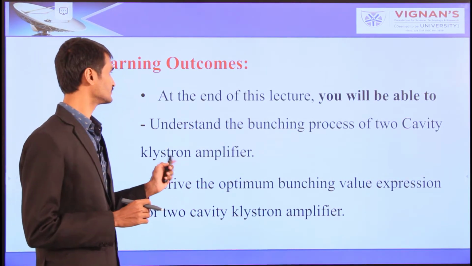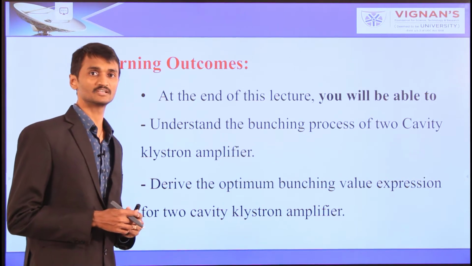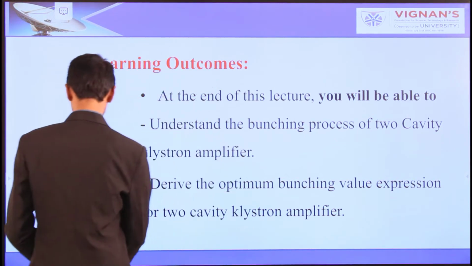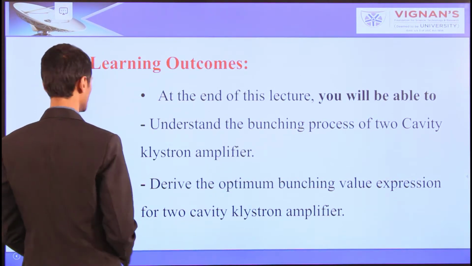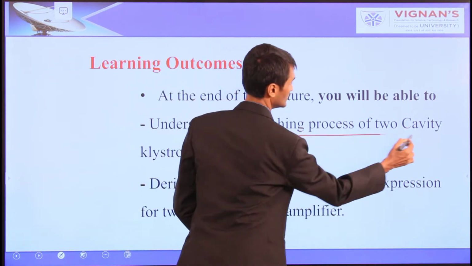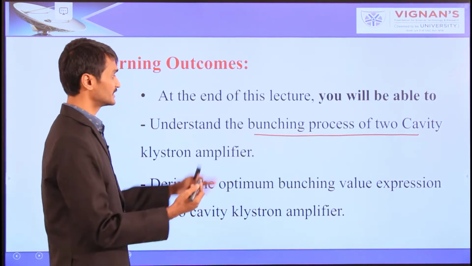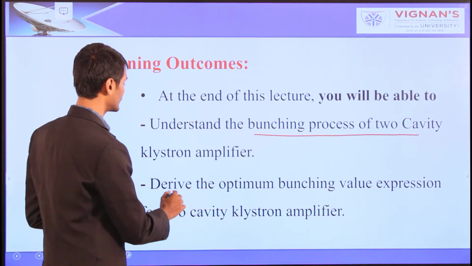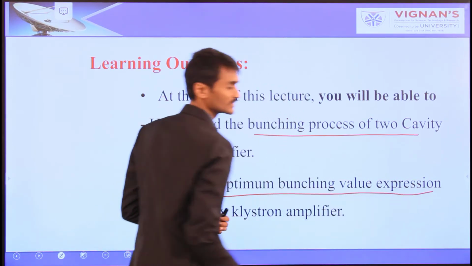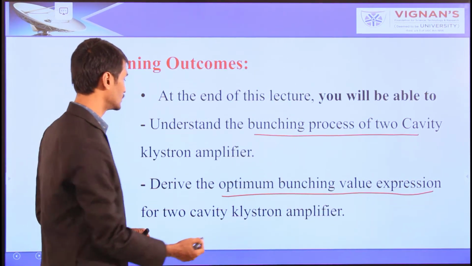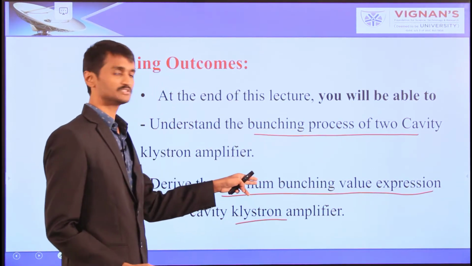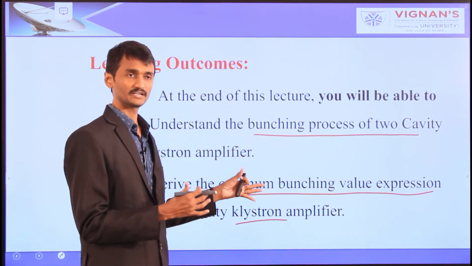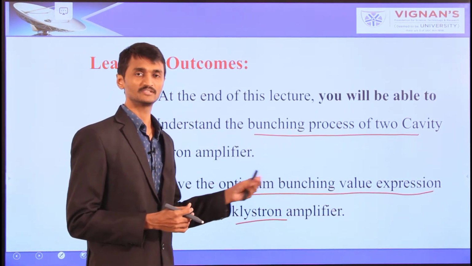So these are the learning outcomes of this lecture. After successful completion of this lecture, you will be able to understand the bunching process of two-cavity klystron amplifier, that is, how the electron bunches will form in the drift space, and derive the optimum bunching value expression for two-cavity klystron amplifier. Optimum bunching value means at what length the electron bunch will form, that is L max, which we have to find in this expression.